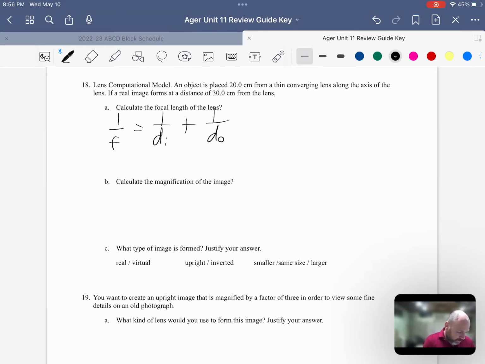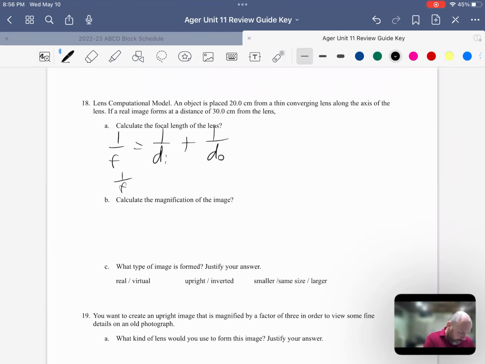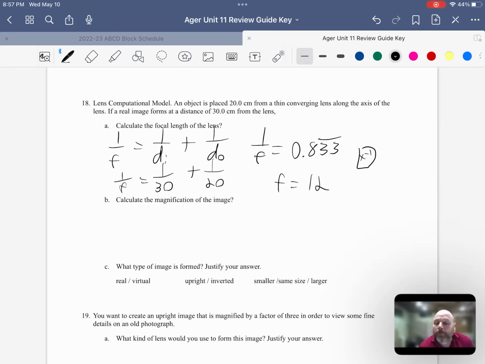So let's see, 1 over F equals 1 over DI, 30 centimeters from the lens, so positive 30 right there, plus 1 over 20. And that is going to give me a decimal of, let me get that number. All right, 0.833 repeating. But again, I need to take that 1 over, so I need to use the x to the -1 button, and I'll get the focal length is 12. So that tells me it's a converging lens. We knew that already. So there's a focal length.